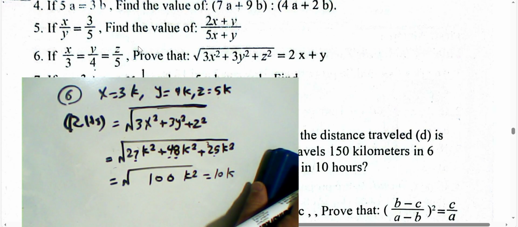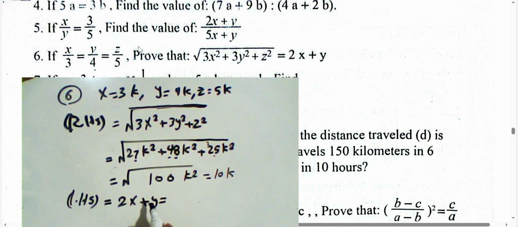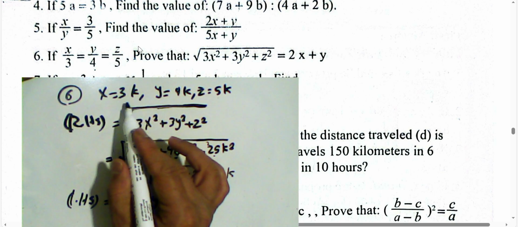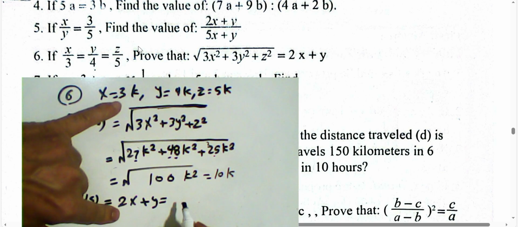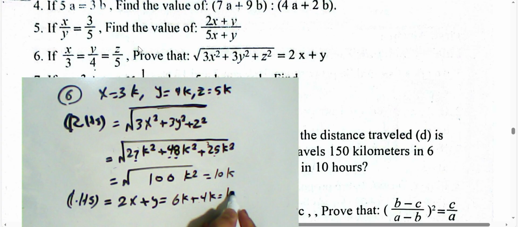Okay, that's the right hand side, and the left hand side equals x plus y. 2 times the value of x, here x was 3k. 2 times 3 equals 6k, and y was 4k. The summation equals 10k. The left hand side is equivalent to the right hand side.